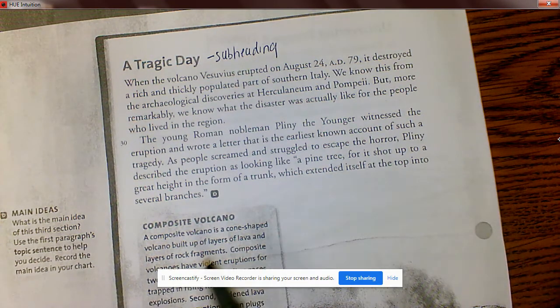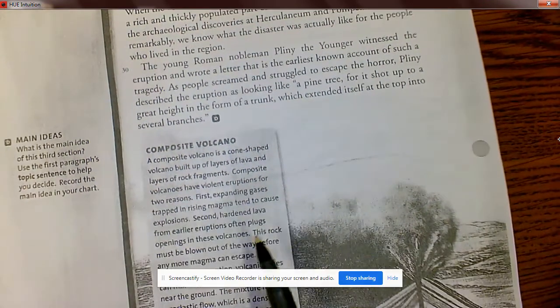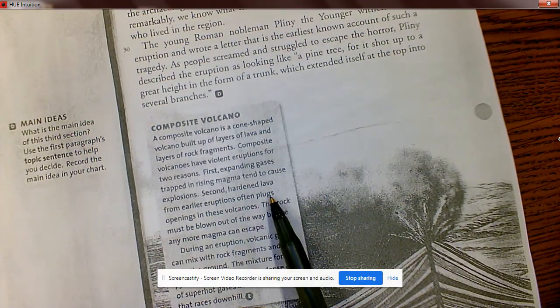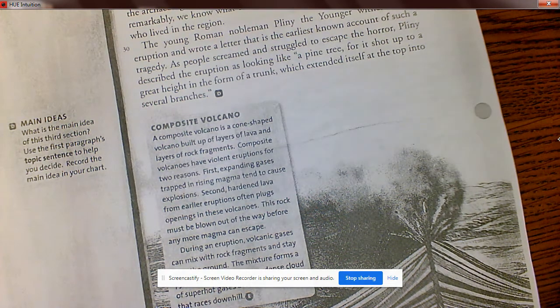Composite volcano. A composite volcano is a cone-shaped volcano built up of layers of lava and layers of rock fragments. Composite volcanoes have violent eruptions for two reasons. First, expanding gases trapped in rising magma tend to cause explosions. Second, hardened lava from earlier eruptions often plugs openings in these volcanoes. This rock must be blown out of the way before any more magma can escape. During an eruption, volcanic gases can mix with rock fragments and stay near the ground. The mixture forms a pyroclastic flow, which is a dense cloud of superhot gases and rock fragments that race downhill.